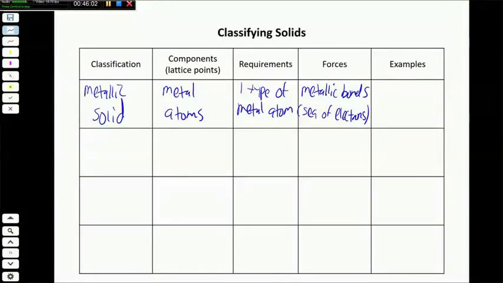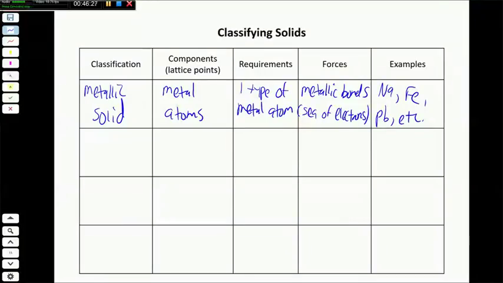So as I said, examples of these would be any metal on the periodic table: sodium, iron, or other main group metals like lead. Just any metal would be an example of a metallic solid. And they have these metallic bonds that hold them together, and we learned earlier some of the key properties associated with that, which would be high conductivity, malleability, and so on. All right, so that's one type of solid.